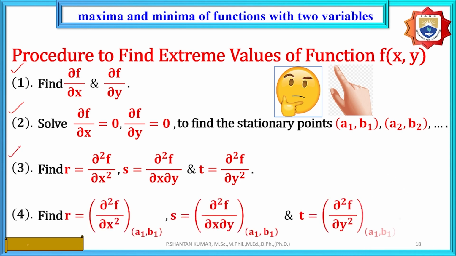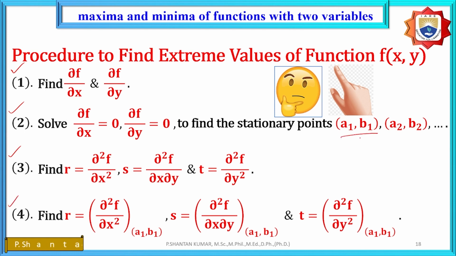As we discussed just now, r is the second derivative with respect to x square, s is the derivative with respect to x and y, and t is the second order derivative with respect to y square. Based upon these r, s, t, we check at the stationary points.